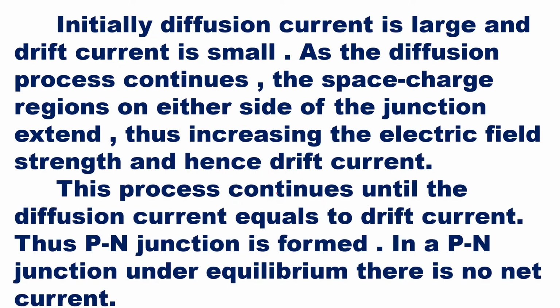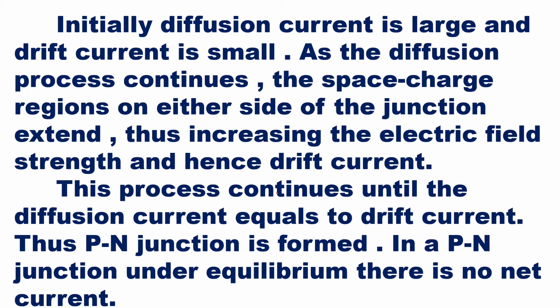So initially diffusion current is large and drift current is small. When we join the p and n junction, as the diffusion process continues, the space charge region on either side of the junction extends, that is, the depletion region at the junction extends, thus increasing the electric field strength and hence drift current. Drift current will increase as the electric field is increasing. This process continues until the diffusion current equals the drift current, thus the p-n junction is formed. In a p-n junction under equilibrium, there is no net current.